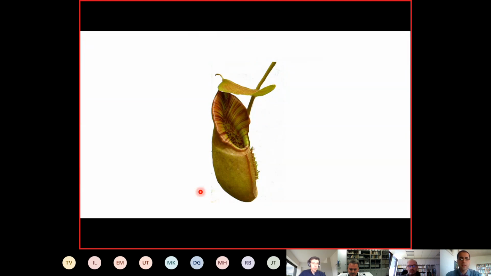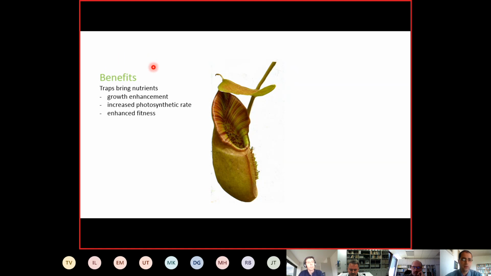So why do they share these habitats? It's because of their traps, their main adaptation. Traps bring benefits. They bring nutrients, and these nutrients can be used to enhance growth, to increase photosynthetic rate, or to produce more seed that may enhance the plant's fitness.